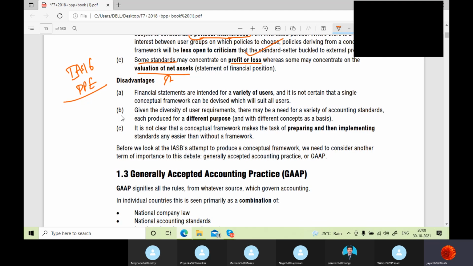Now disadvantages. See, financial statements are intended for a variety of users, of course. Who are the users of accounting information?